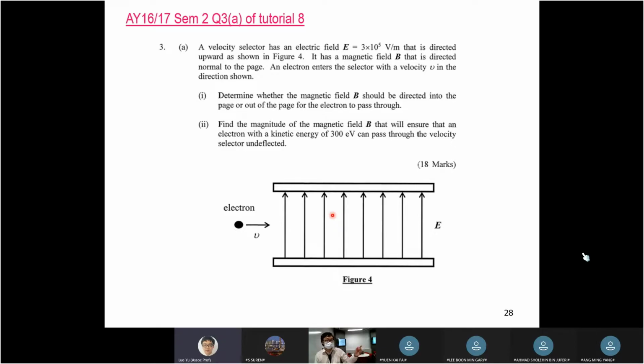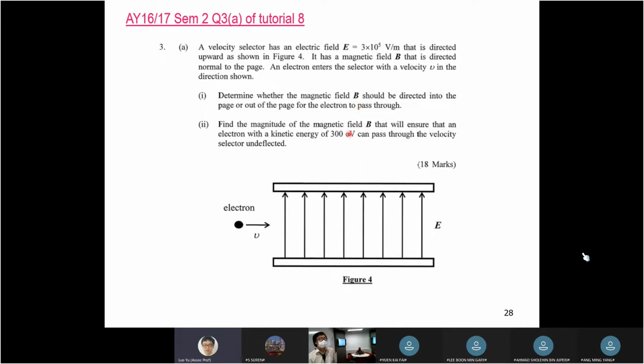Then we have an electron. The electron enters this particle filter with a velocity v. First, I want you to determine the magnetic field direction, whether it's out of the page or into the page. Second, I want you to find the magnitude of the magnetic field B that will ensure the electron with a kinetic energy 300 eV passes through the velocity filter. It will not be deflected.